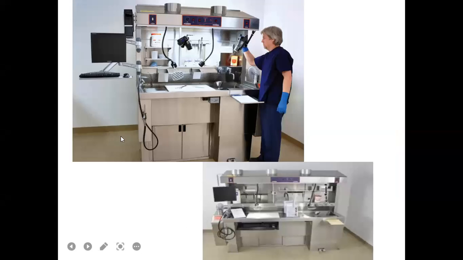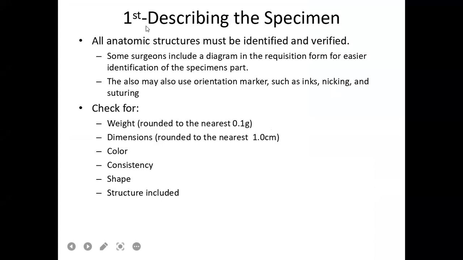This is an example of the gross table, or the grossing station. In this type of grossing station, mas advanced siya. Meron siyang camera, may monitor siya, no? Ayan, meron siyang ventilation system, fume extraction system. Ayan, meron din siyang portal for water, etc. Napakaganda ng kanyang grossing table.